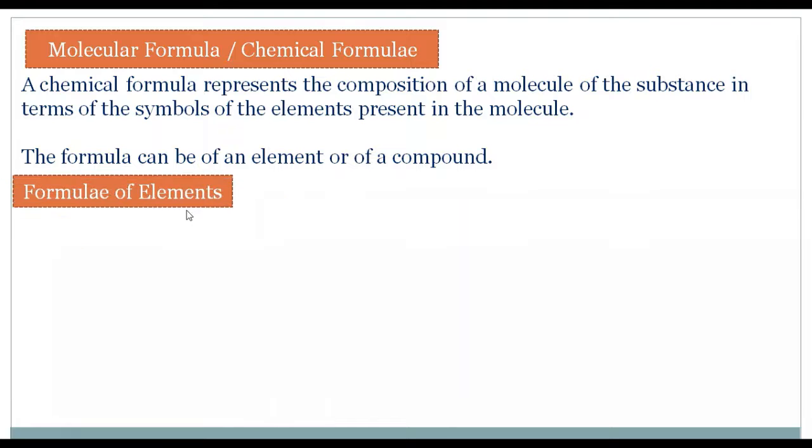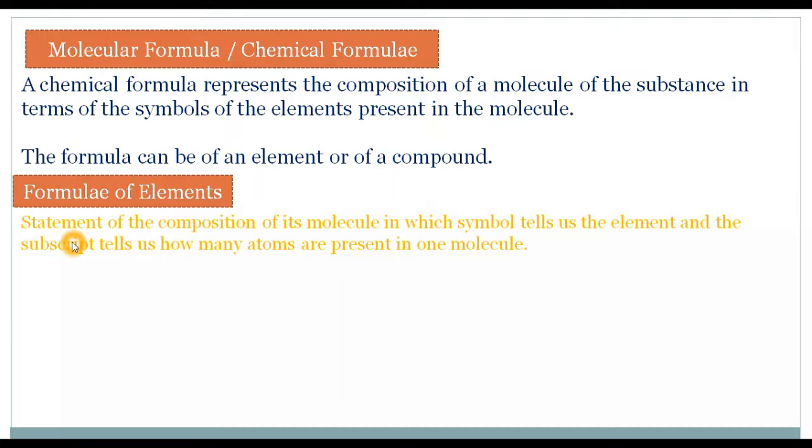Now let's see the formula of elements. It is the statement of the composition of its molecule, in which the symbol tells us the element, and the subscript, that is the lower figure, will tell us how many atoms are present in one molecule. So whenever we are writing the formula of elements, we have to write the composition of the molecule, but in terms of symbols. We have to write the symbols for elements, and also how many atoms are present in that one particular molecule, and that number has to be written in the subscript, that means in the lower figure.